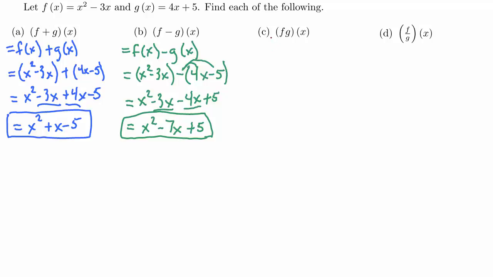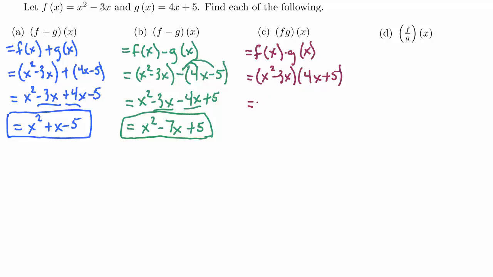C. F times g of x. Well, that means f of x times g of x. F of x is x squared minus 3x. G of x is 4x plus 5. Now I need to FOIL.